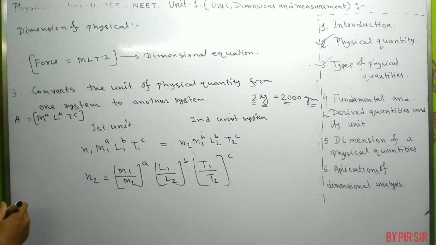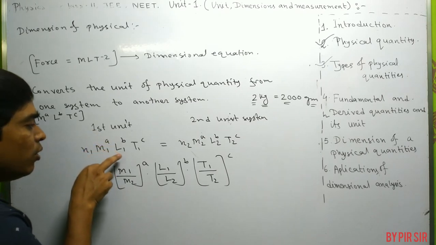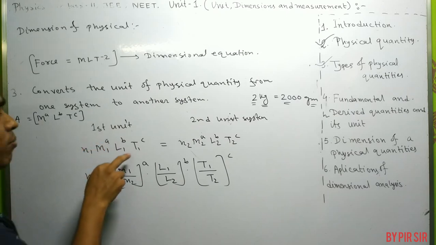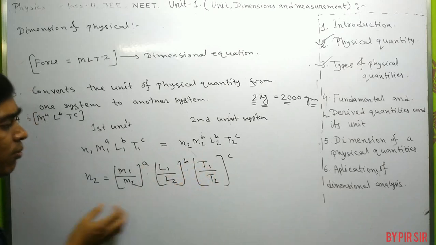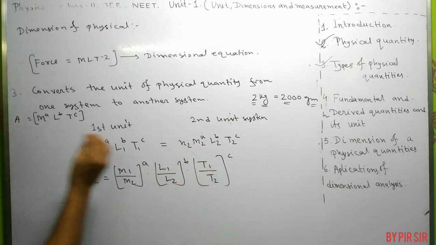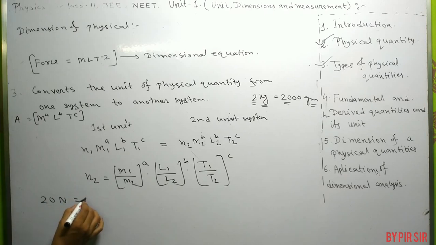What is M1? M1 is the unit of mass in the first unit system, L1 is the unit of length in the first unit system, and T1 is the unit of time in the first unit system. This is the equation. With the help of this equation, you can easily transfer from one system to another system. Suppose 20 newtons equals what dyne? Using this equation you can easily calculate.